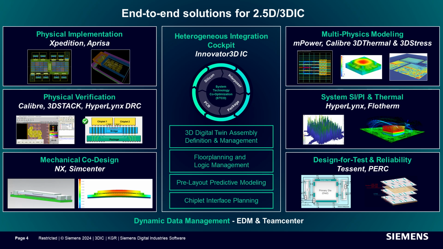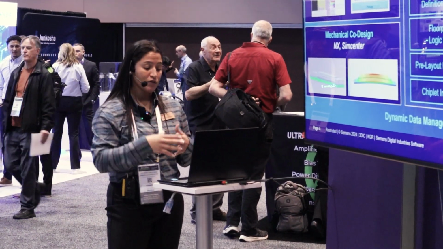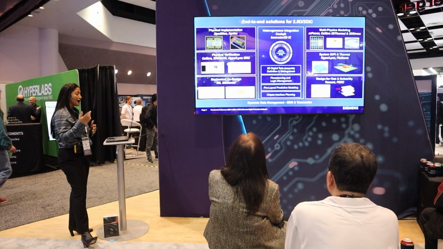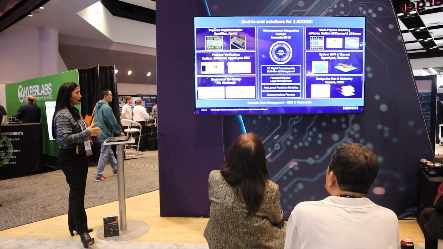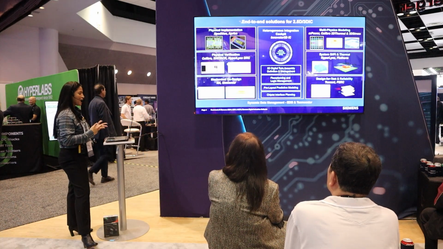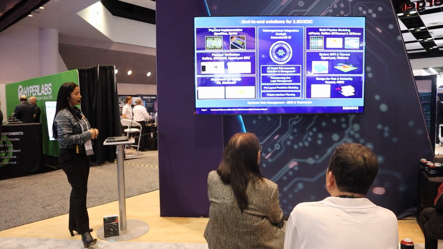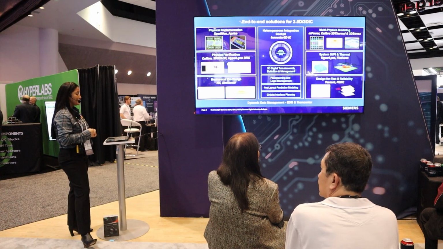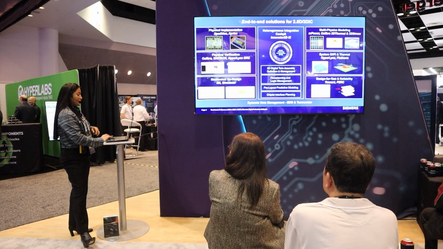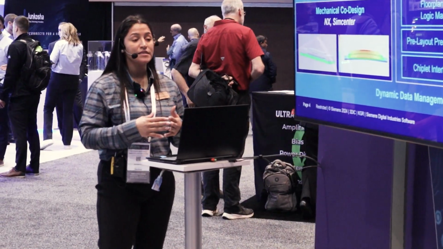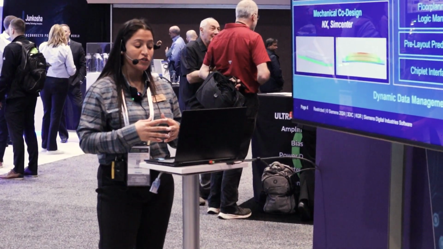Then looking over at the other side of this graphic, on the right-hand side, there's a full suite of multi-physics modeling capability, both at the die and package level. We have our system-level SI/PI tools, like the HyperLynx portfolio, our system-level thermal with FloTHERM, as well as our DFT tools like Tessent. And as well, the design for reliability with our PERC tools, looking at things like ESD resiliency and EMIR-type characteristics.